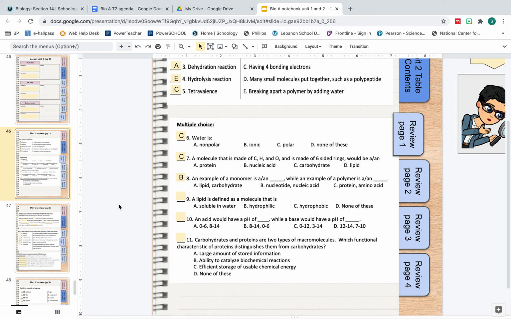So, a lipid is defined as a molecule that is, so it doesn't like water. Because remember, those are the oils and the fats. So which word means it doesn't like water? Maybe this. Hydrophobic. An acid has a pH of blank. A base has a pH of blank.